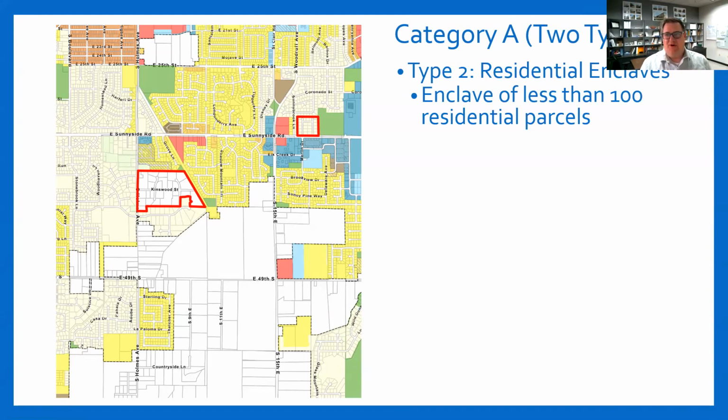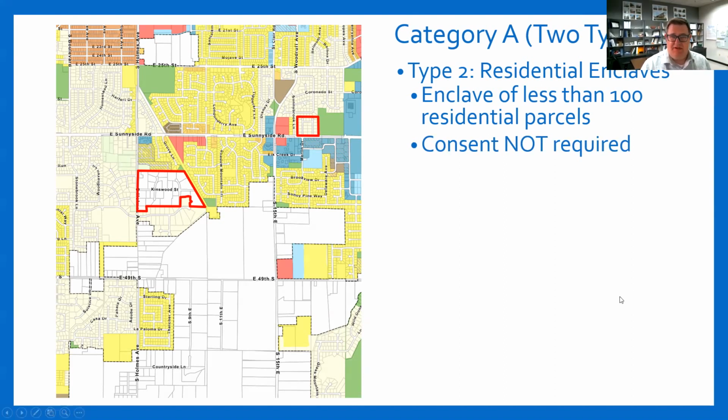Residential is the other key word when it comes to category A. Those parcels have to have a residential land use on them. They can't be commercial, they can't be an office, they have to be residential in order to qualify as a category A annexation. Now, interestingly, consent is not required in these types of annexations. The city does not have to wait for these residents to come to them and request annexation.